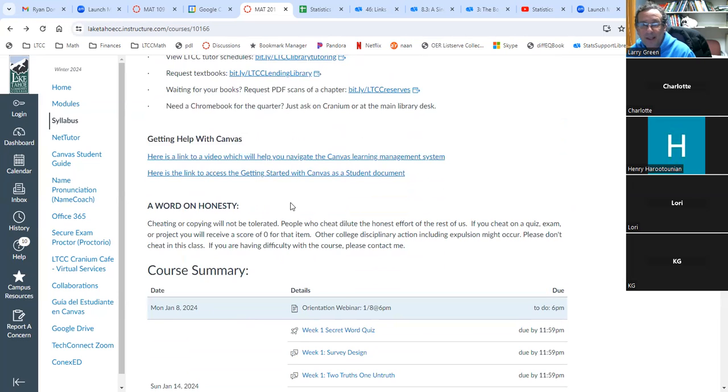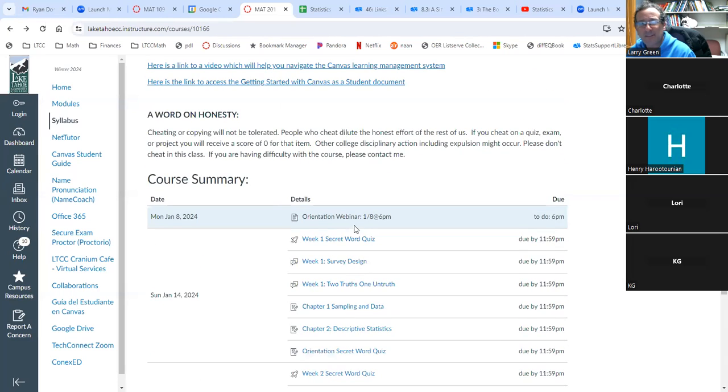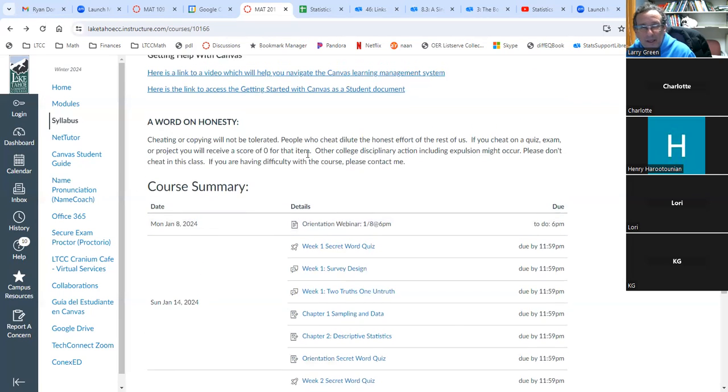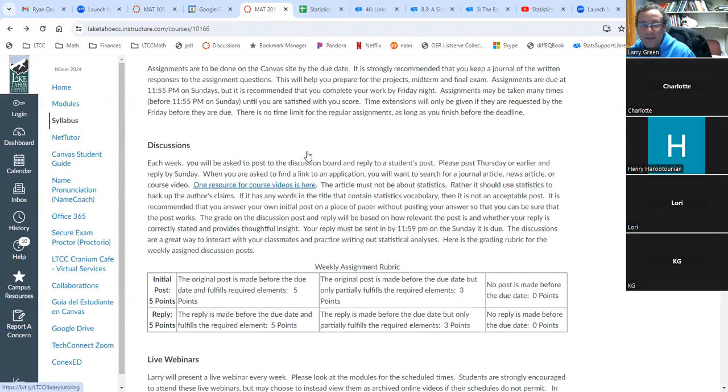There's some links on getting help with Canvas. Most people don't need these because Canvas is pretty easy. A word on honesty: don't cheat. When you're doing your test, don't use other people to do your test. Don't use artificial intelligence. You should be doing it by yourself. And I can usually tell when I'm grading, I'm evil, when I can tell that you're cheating. So don't do that. I'm quietly evil though. But if you're not cheating, there's no problem. Any questions at all so far?